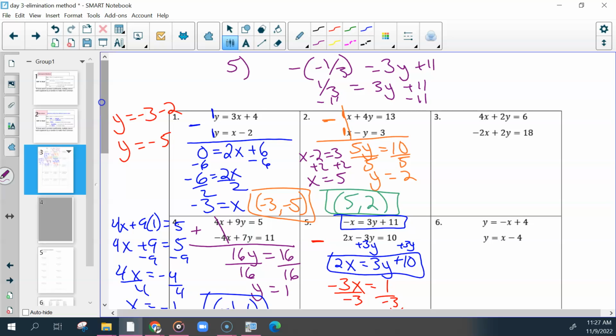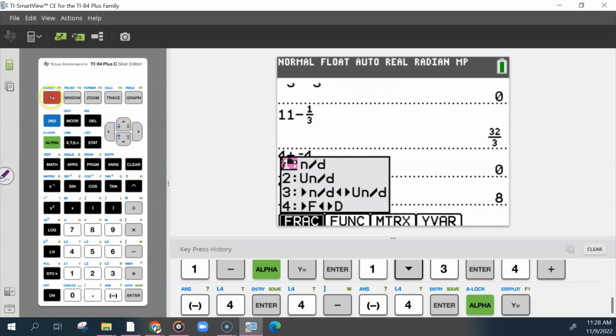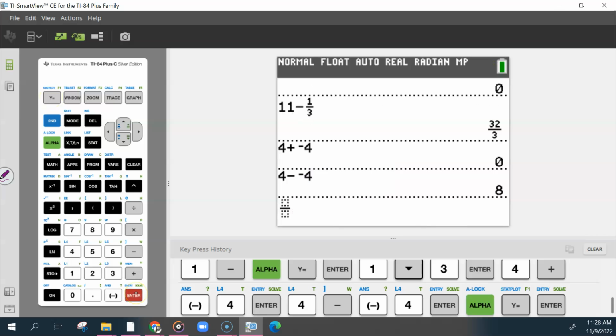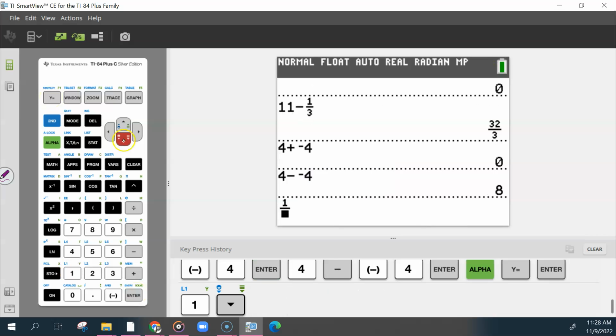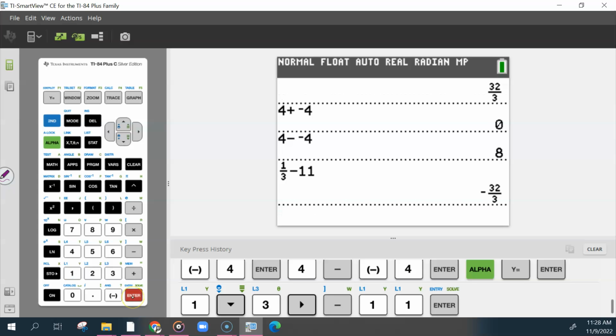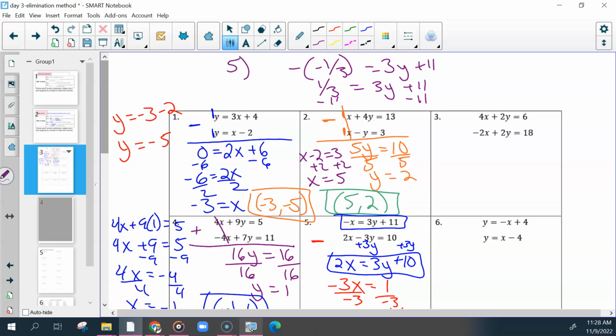I was just writing that this is number 5. You don't need to write that one. So do that in your calculator. Tell me what that is. 1/3 minus 11. There. Negative 32/3.